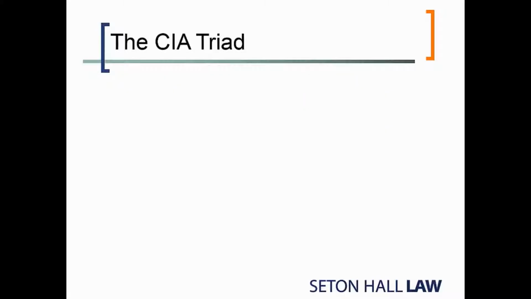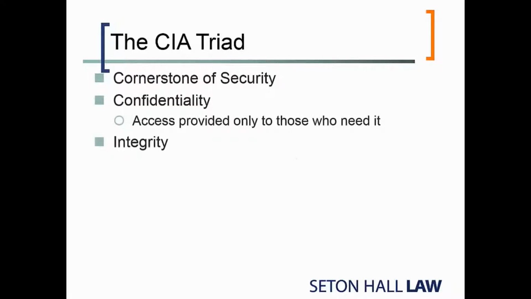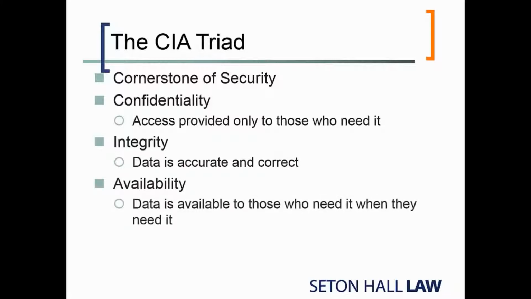So a lot of people in the cybersecurity and compliance industry talk about the CIA Triad. Of course, this doesn't mean the Central Intelligence Organization. That's not what it's talking about. What it's talking about is three things: confidentiality, integrity, and availability. The CIA Triad is referred to, kind of in the biz, as the cornerstone of security.